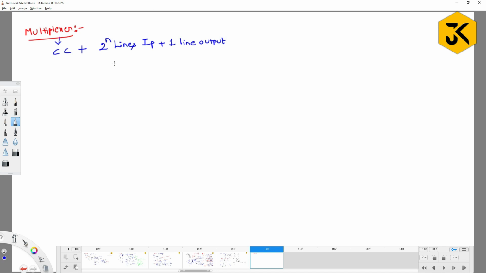I mean, if you have a circuit like this, it has 2 power n lines as input, where all these lines I can call 2 power n lines, which produce one line as output. Right? What is the advantage of this multiplexer? You may have a question, right? So the advantage is you will get a very small circuit size.